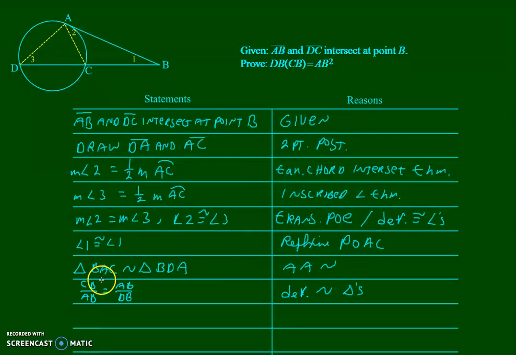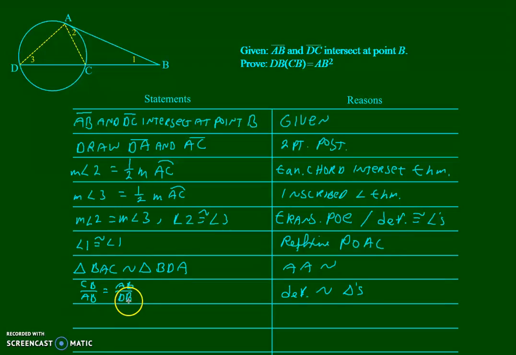The proportion I generated was CB, the first and last letters of this triangle, corresponds to AB here, as we go back to this first one. AB corresponds to DB. So that's our proportion.